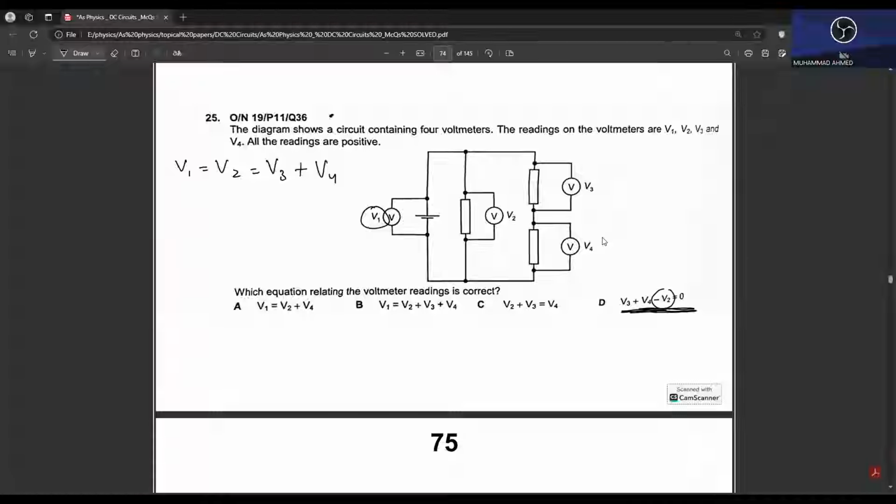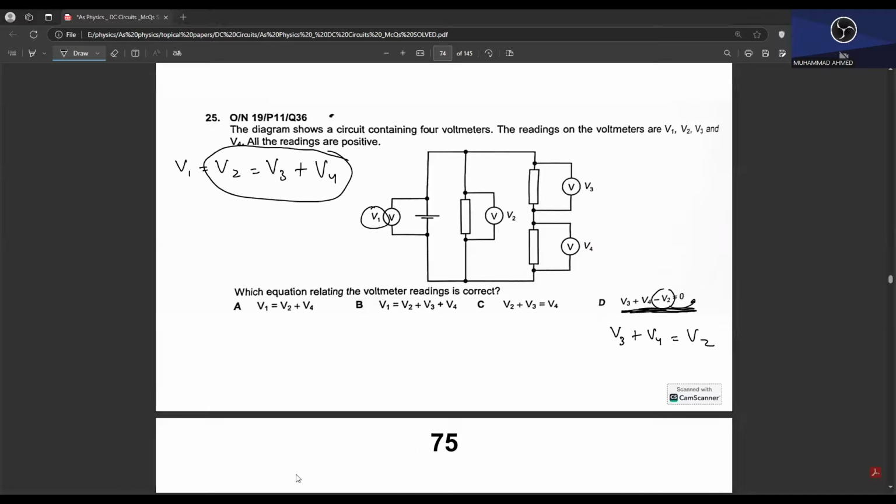If I take this negative V2 to the other side, it will become V3 plus V4 is equal to V2. That is equal to this equation. The answer to 74 should be D. Let me check it out. The answer to 74 is D. Yes, correct. Let's further move ahead.